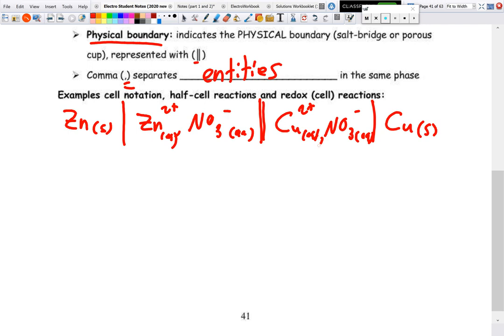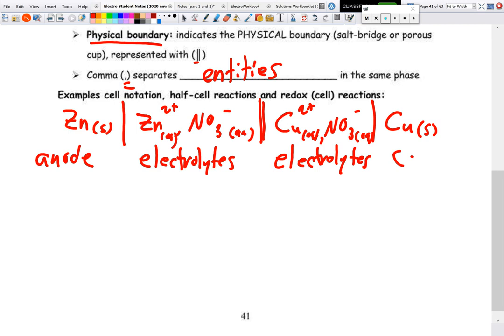All right. So this is everything that we have right here. Now normally how this will go are anode, electrolytes, and cathode.